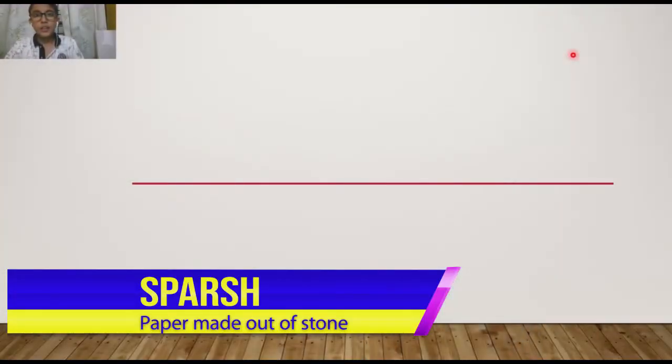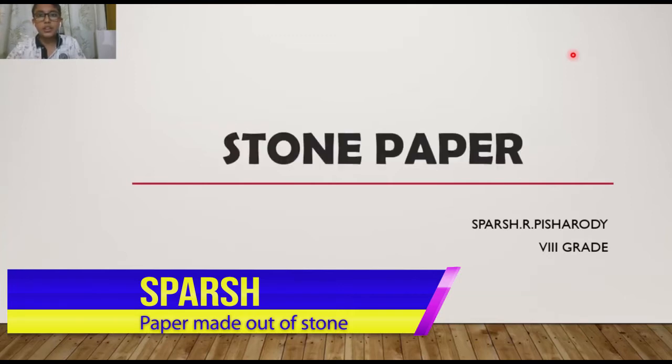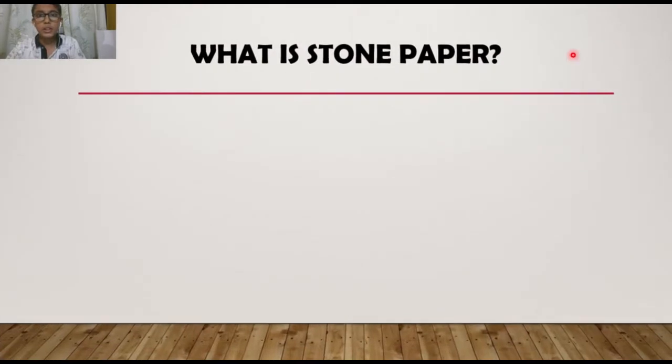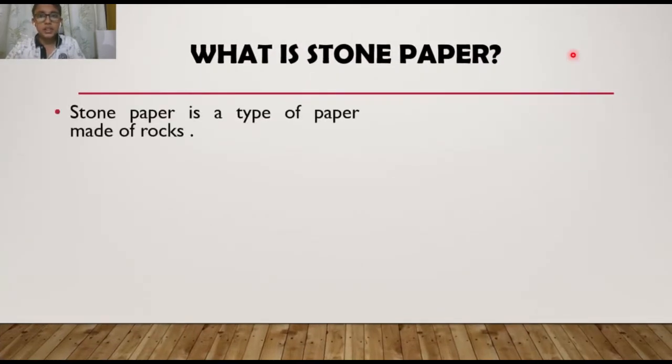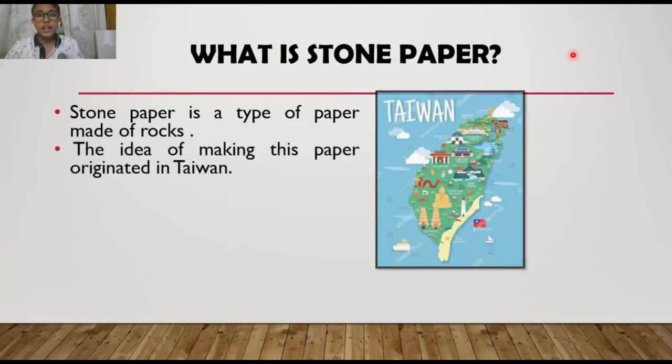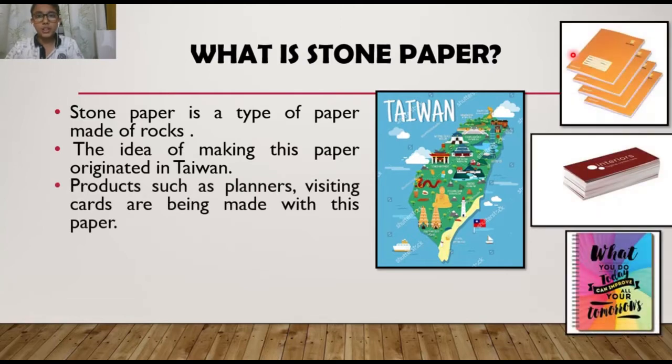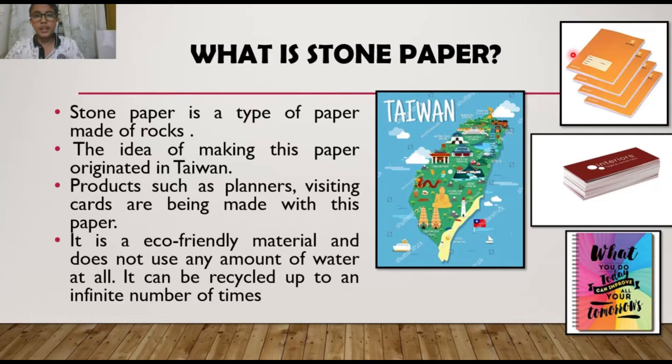Hello everyone, I am Sparsh of 8th grade. Today I will be explaining about a new invention, stone paper. What is stone paper? Stone paper is a special type of paper made up of stone. The idea of making this paper originated from Taiwan. Nowadays, products such as visiting cards, planners, and notebooks are being made with this type of paper. It is an eco-friendly material and the manufacturing of this paper does not consume any water. It can be recycled an infinite number of times. So new raw materials do not need to be extracted every time.